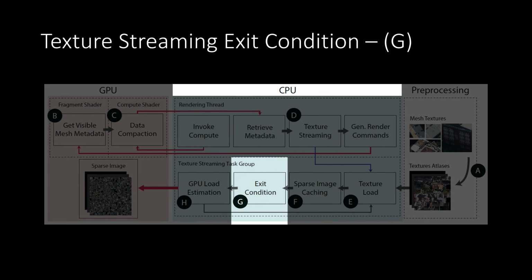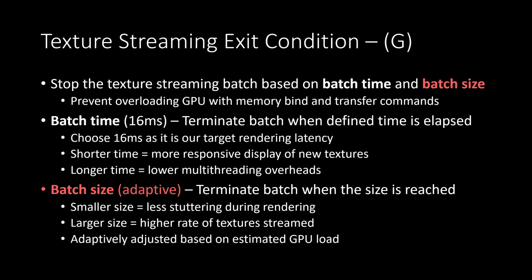The next subprocess is the texture streaming exit condition. We designed a scheme to stop a texture streaming cycle based on a batch time and a batch size. This is to prevent overloading the GPU with too many memory binding and texture transfer commands. The batch time terminates the batch process when the defined time has elapsed. We choose 60 milliseconds as it is our target rendering latency.